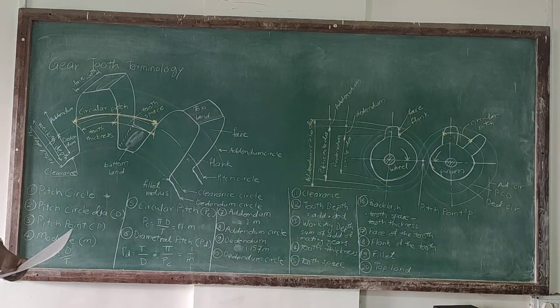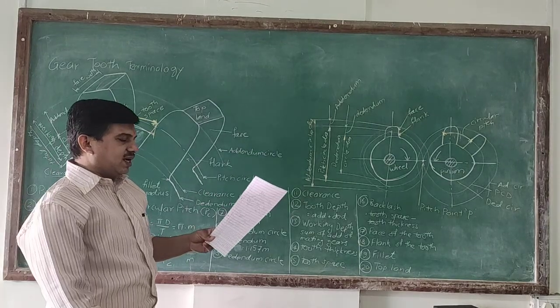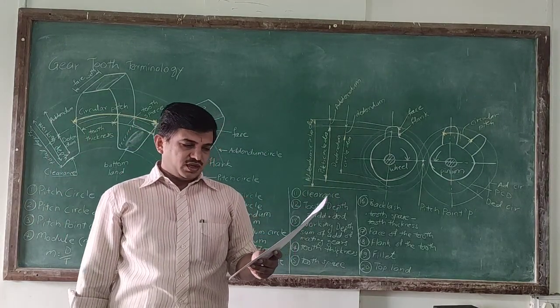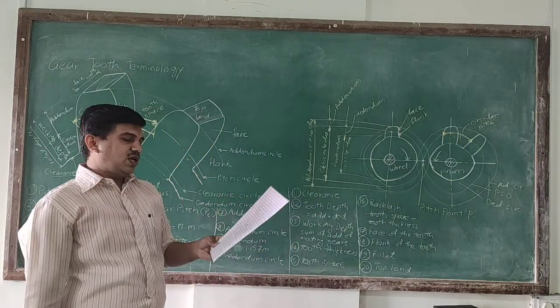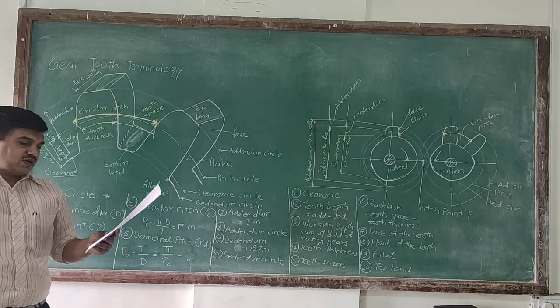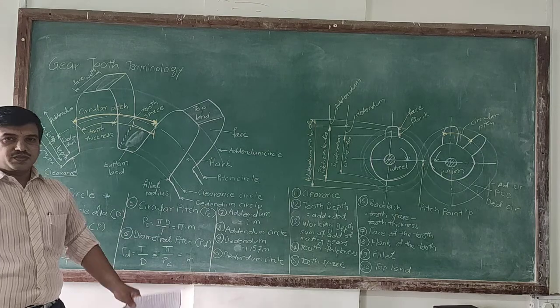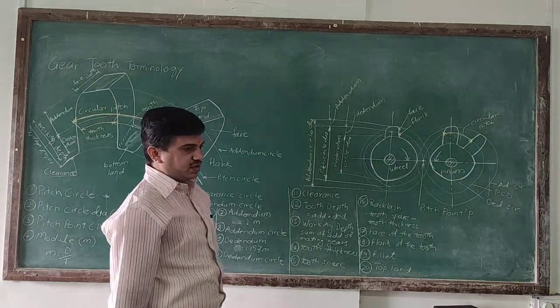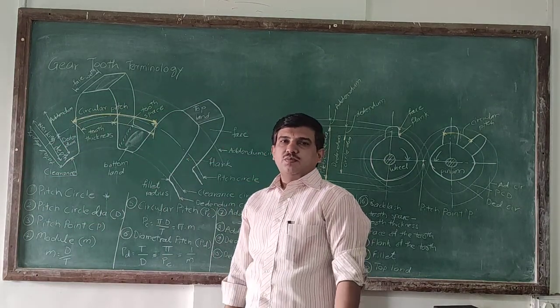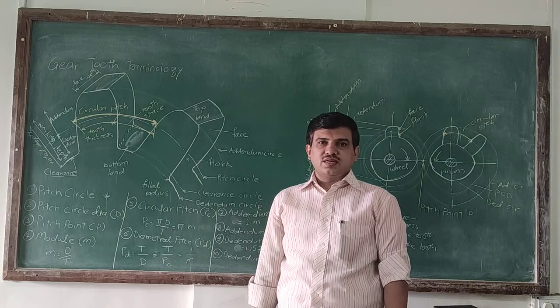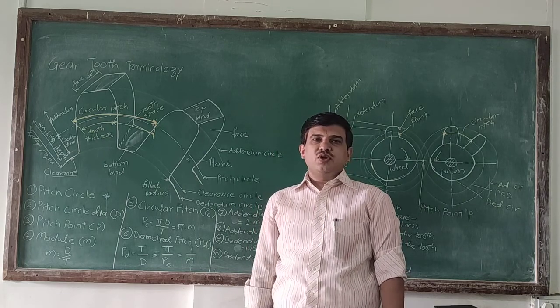So we will read the definition of it. It is an imaginary circle on a gear by which pure rolling action would transfer the same motion and power as the actual gear. Now here the very important thing is pure rolling, isn't it? Now how will you understand pure rolling?